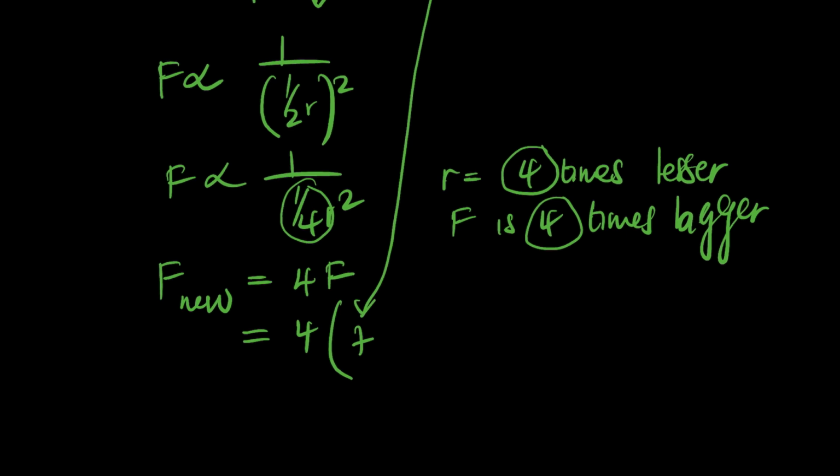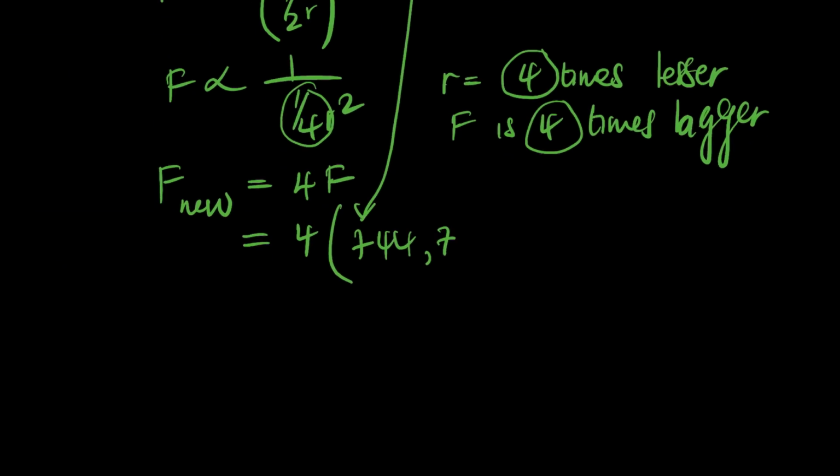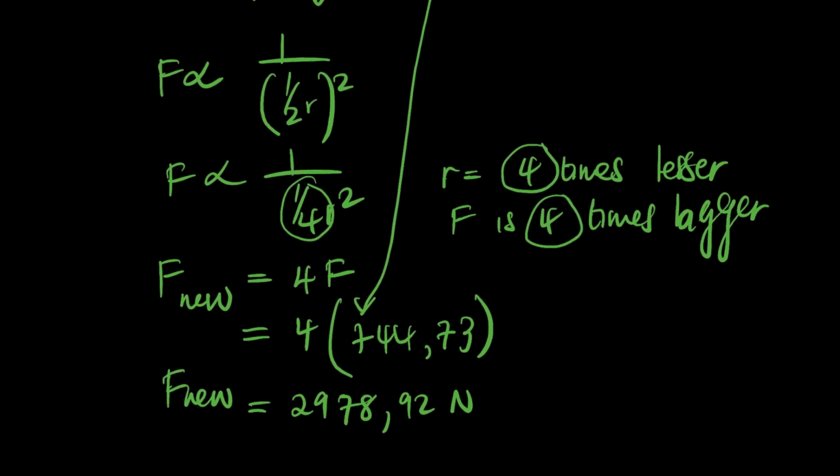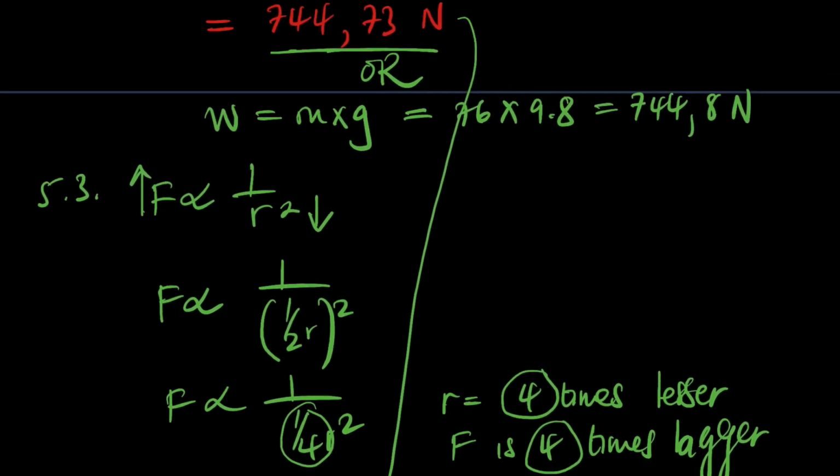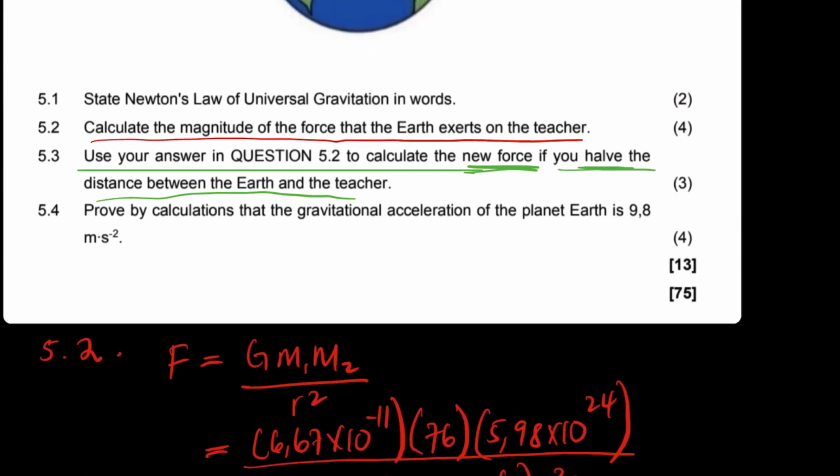So it's 744.73 times 4, which will be 2,978.92 newtons. That's the new force when the distance is halved. When the distance is halved, the force is going to be bigger, right?